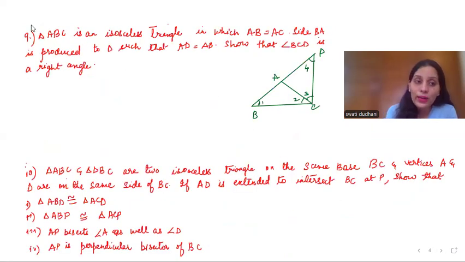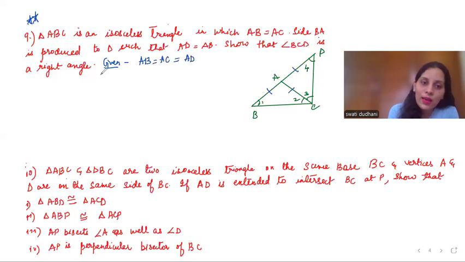Next, again a very important one. A triangle ABC is an isosceles triangle in which AB is equal to AC. Side BA is produced to D, as we can see, such that AD and AB are equal, so that angle BCD is a right angle. So what is given to us? It is given that AB is equal to AC is equal to AD, and we need to prove that angle BCD is equal to 90 degrees.